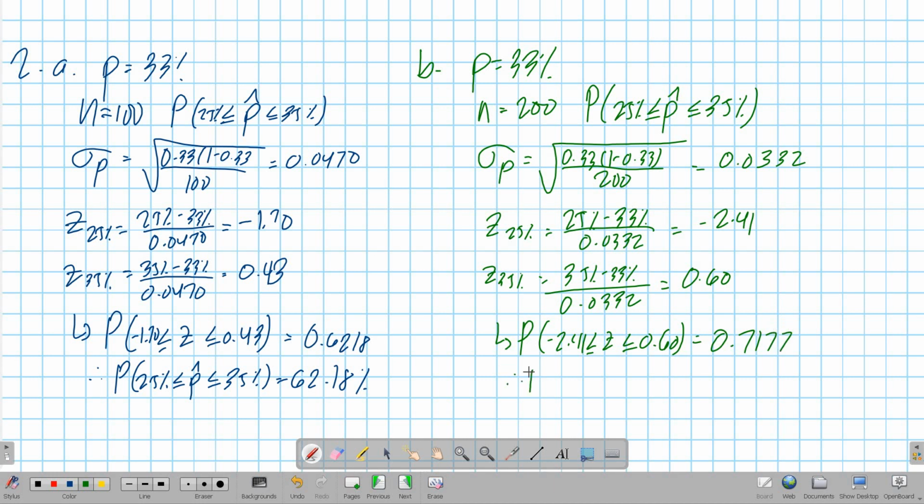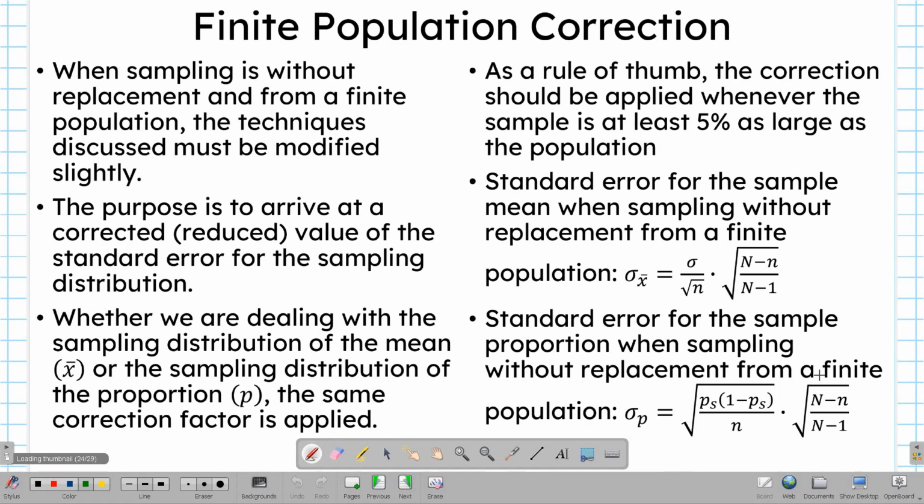That means that the probability that the sample proportion would be between 25% to 35%, if you get a sample size of 200, would be 71.77%. Now, as you can see, there is no mention of the population size.